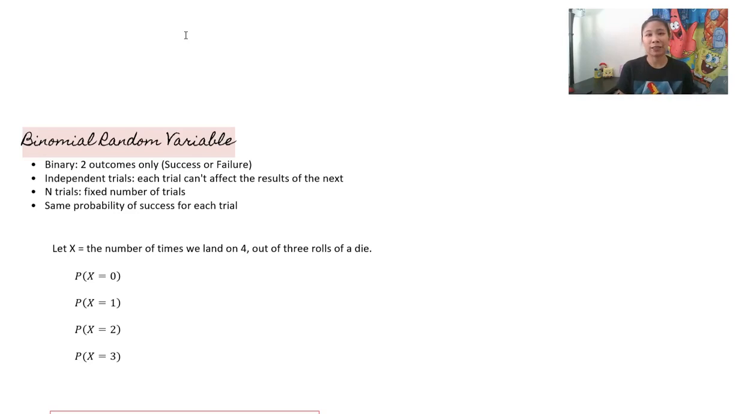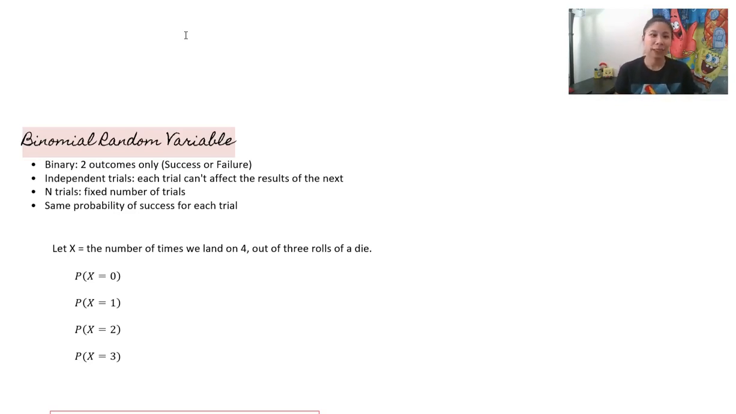The third rule is that there has to be a set number of trials. So n trials. We call that number of trials n. That's the variable we use. For our example, we were rolling the die 3 times, and so that was n.